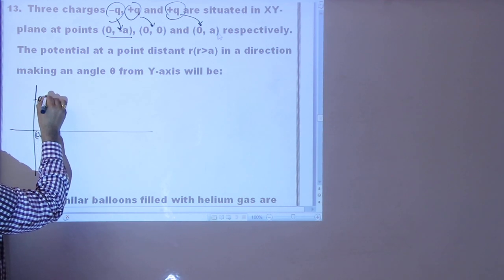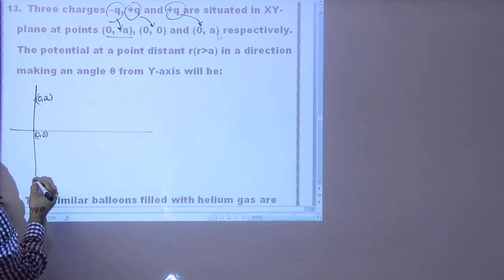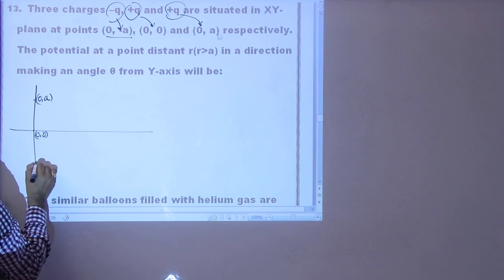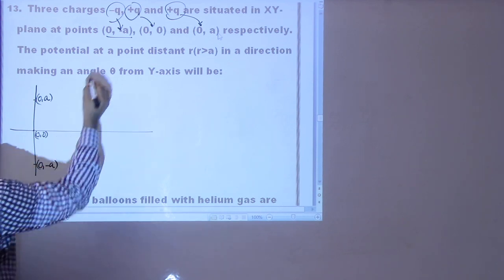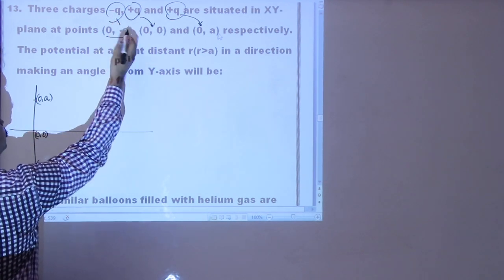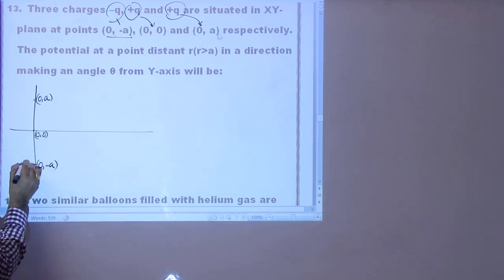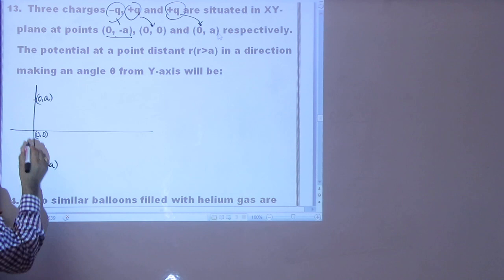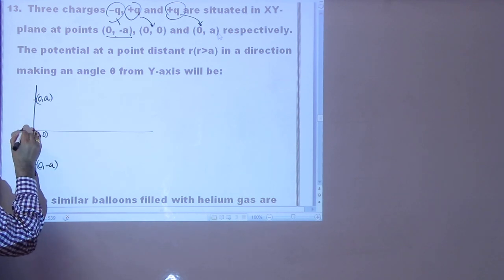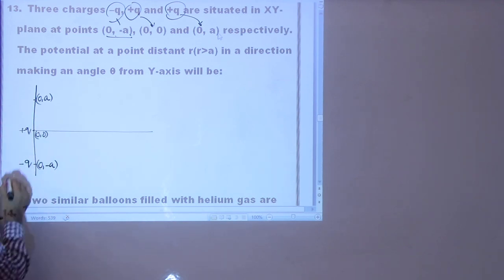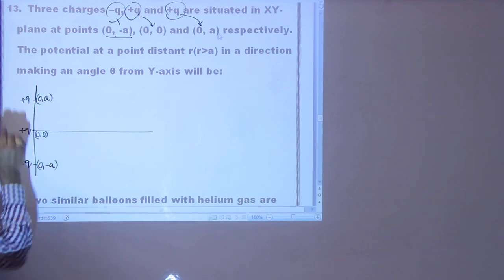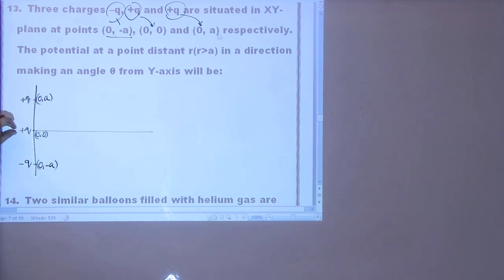The first point is 0, plus a. This is 0, plus a. And the last point is, this is 0, minus a. The first one is minus a here. So at 0, minus a we have negative charge. So this is minus q. At 0, 0 we have positive charge plus q. And one more point at 0, a. So I have taken three charges on the y-axis at three different points.